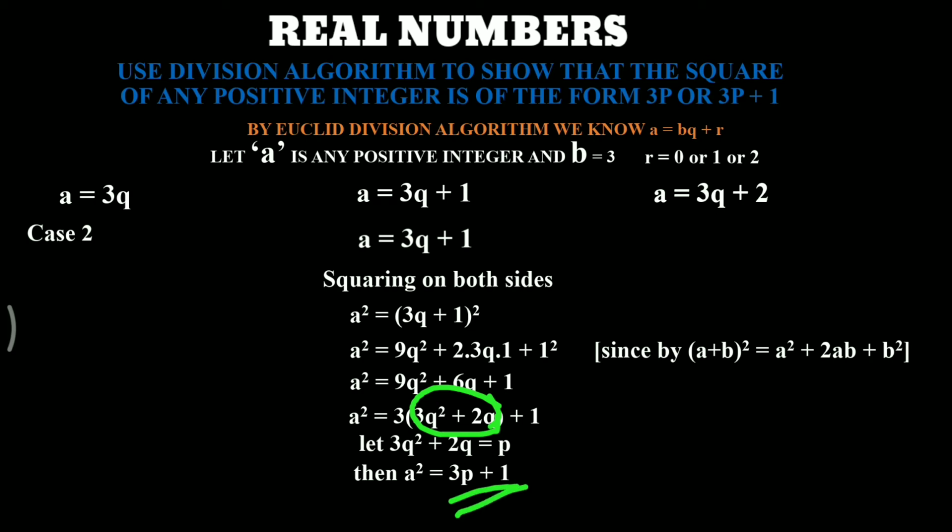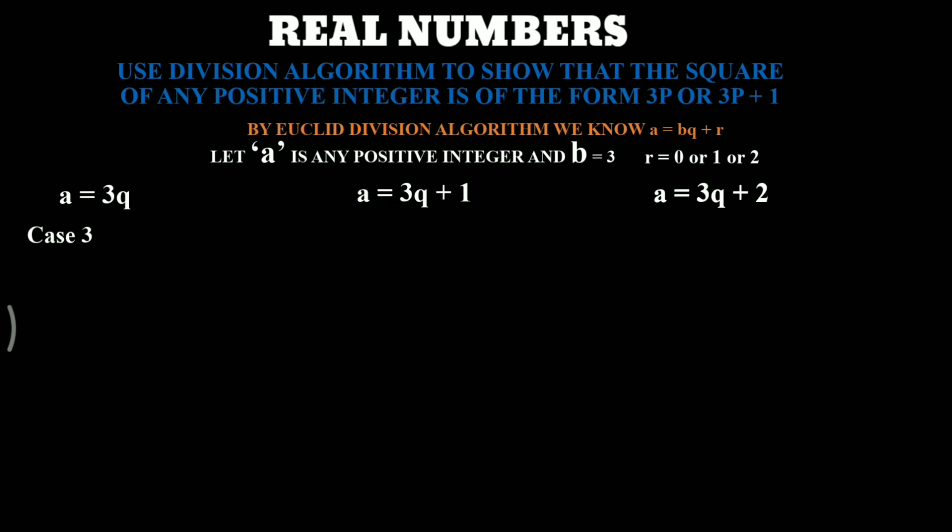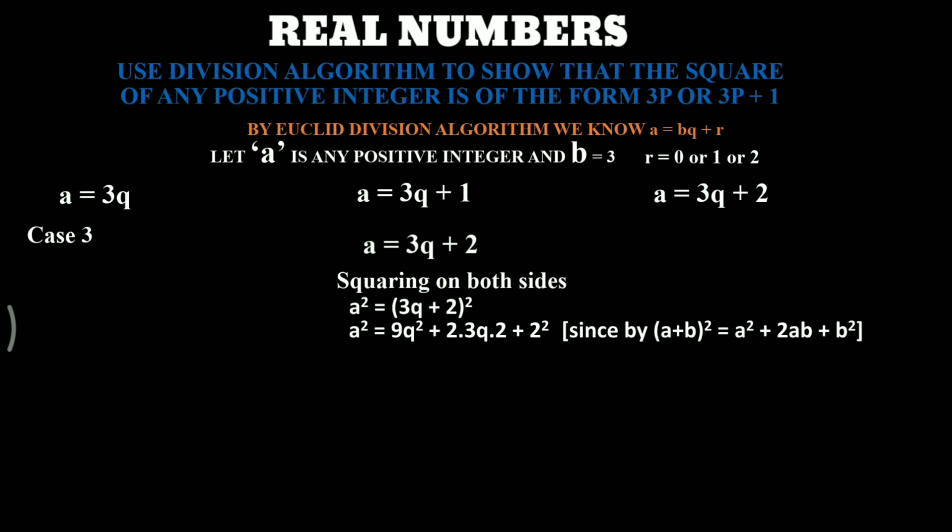Next I am going to solve one more case, that is, what is the third case? A is equal to 3q plus 2. So again I am going to square it. I am squaring on both sides. Again I am applying the a plus b whole square formula. By using the same formula I simplified here. Then according to the formula, this one will become a square is equal to 9q square plus 12q plus 4. Here 2 square is equal to 4. So here 2 into 3 into 2 is equal to 12. First term 9q square as it is.